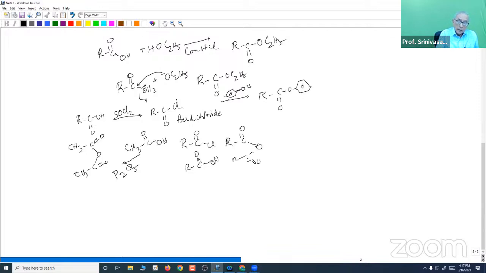Now, in addition to these type of reactions, the carboxylic acid has a variety of other reactions where once the ester is formed, it can undergo various condensation reactions. So this carboxylic acid functional group is very versatile and can lead to a variety of organic compounds.